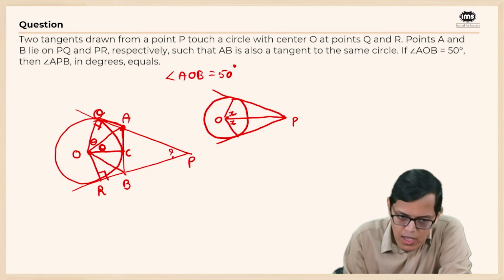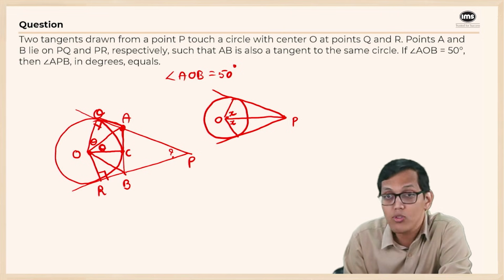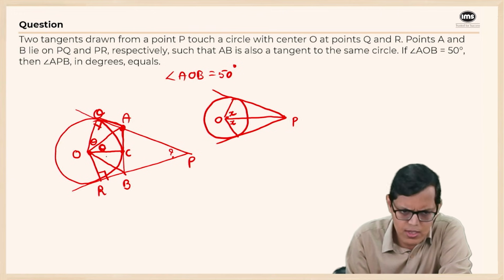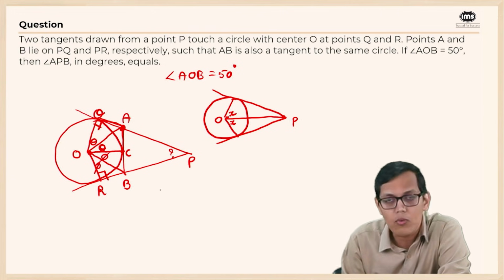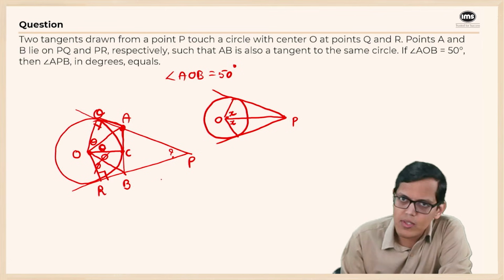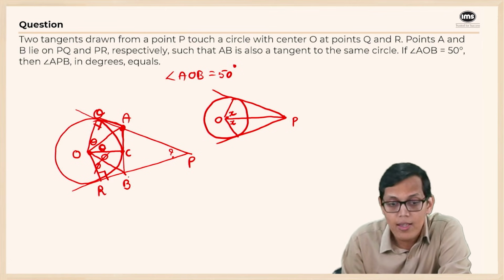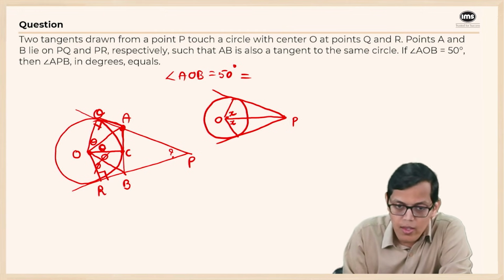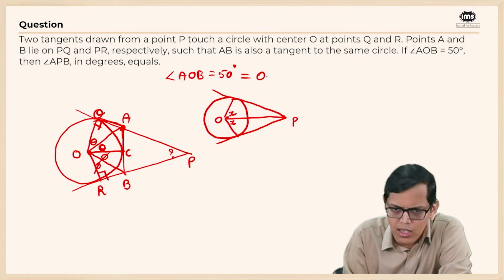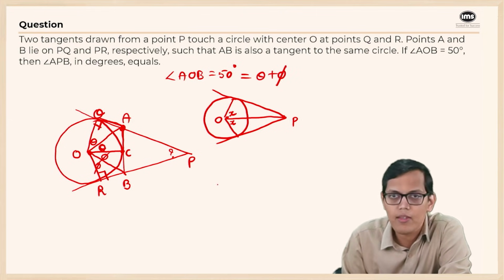Quite similarly, point B also acts as a point outside of the circle, which is creating two equal tangents. This and this angle should be equal. In other words, OA is an angle bisector, and OB is also an angle bisector. We knew AOB was 50. If you see carefully, angle AOB was actually theta plus phi.